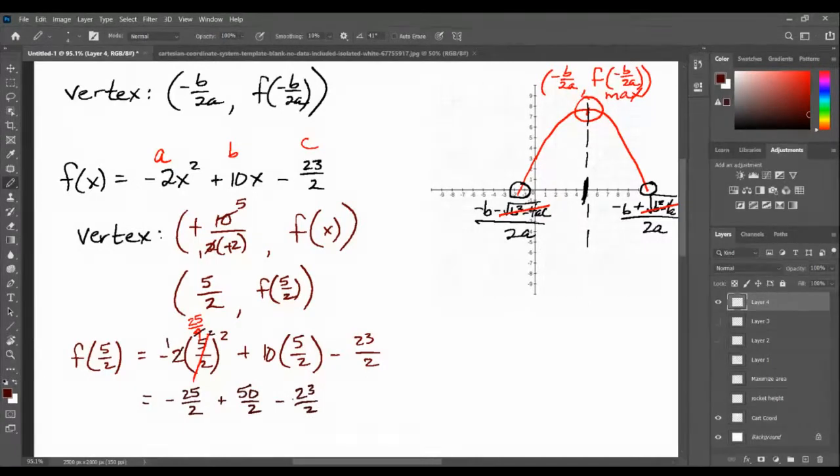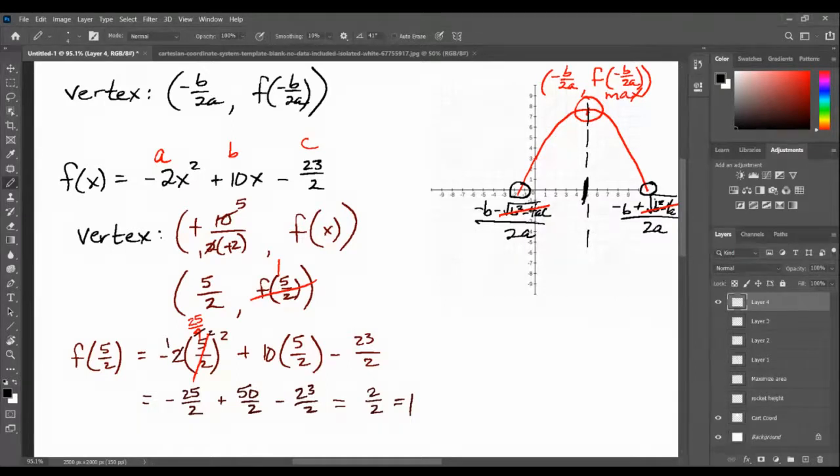Negative 25 minus 23 is negative 48, plus 50 is 2 halves, and that's 1. So all of this is really just 1. There's my vertex.